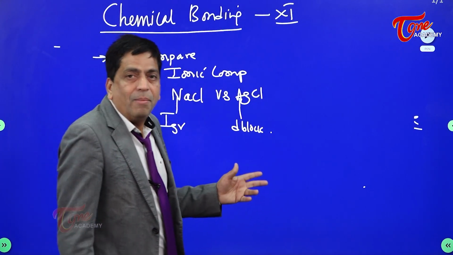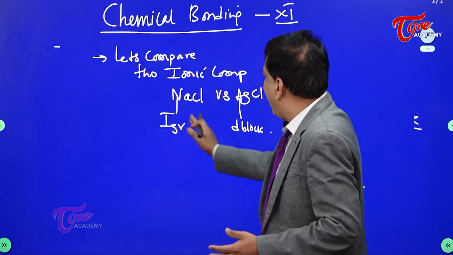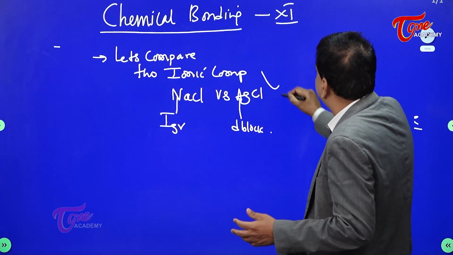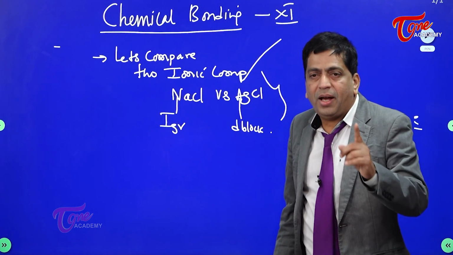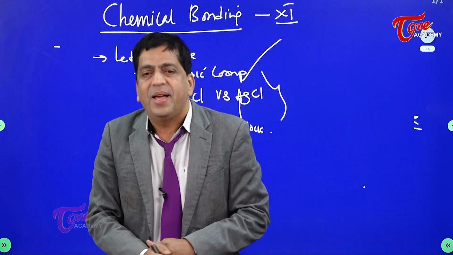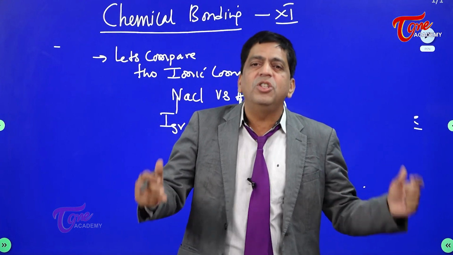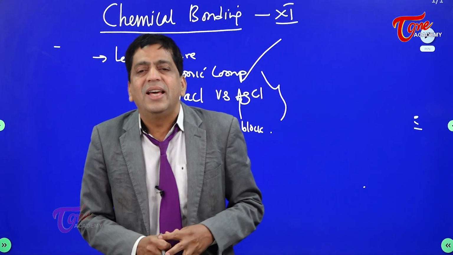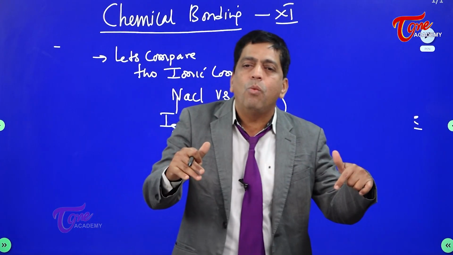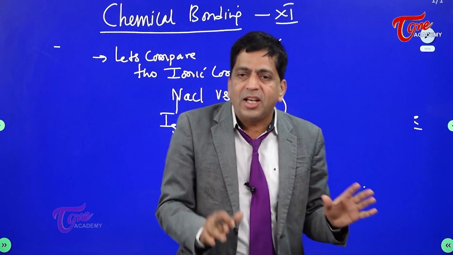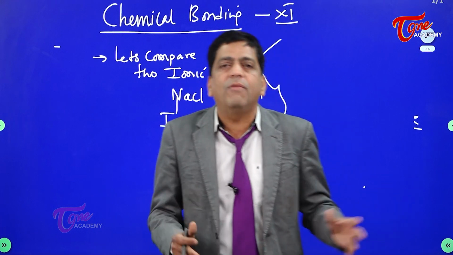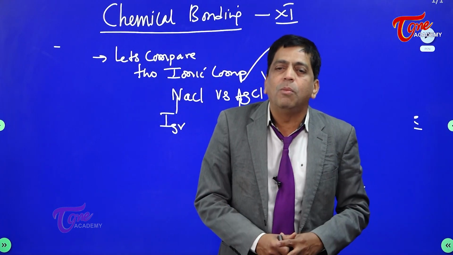But remember, there's a metal and a non-metal, both are ionic. But if they both are ionic, they must be exhibiting ionic properties. And one of the most visible and convincing properties of ionic compounds is what your teachers were telling you in school: ionic compounds must be soluble in water. So one of the properties is that they are soluble in water.